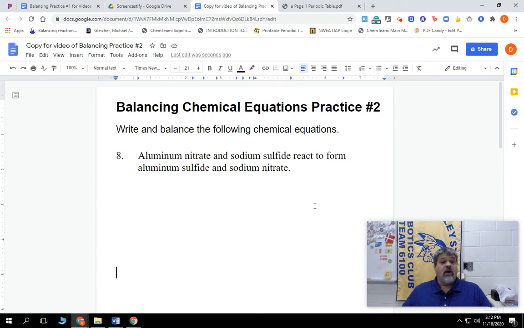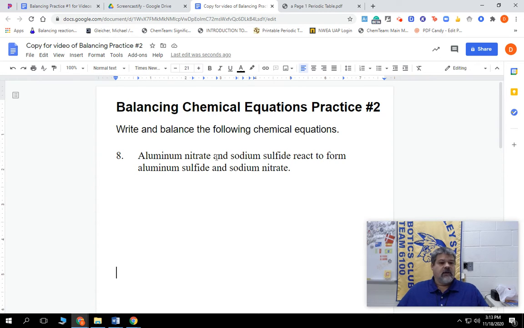So practice sheet number 2, problem number 8. Again, it's a word equation, so we have to figure out what the skeleton equation is and then balance that skeleton equation. So let's look at it. We have aluminum nitrate plus sodium sulfide react to form aluminum sulfide and sodium nitrate.